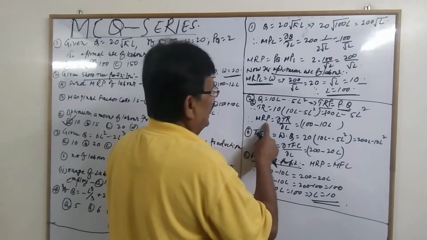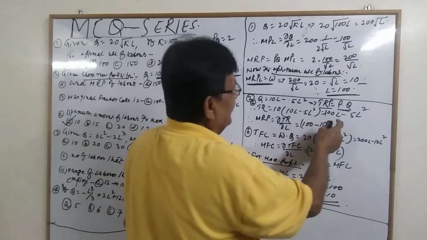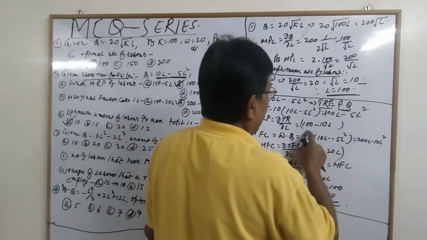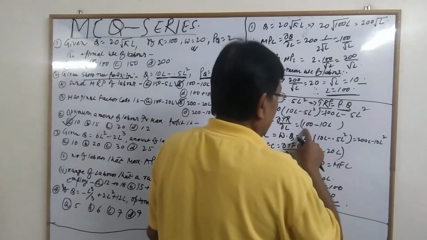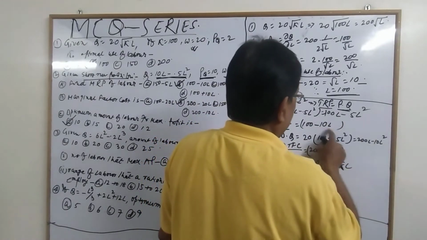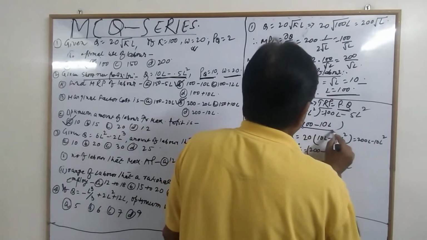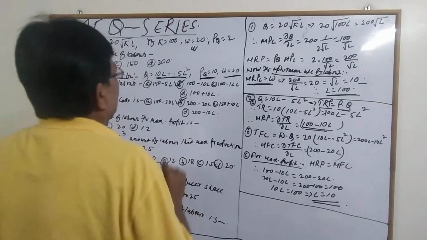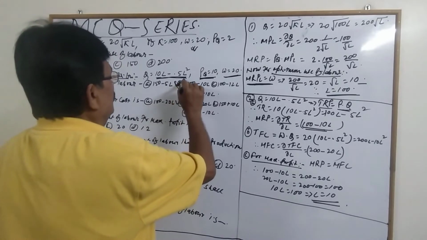So the marginal revenue product is delta TR by delta L. This has been differentiated. So 100L differentiates to 100, and minus 5L square becomes minus 10L. So this is the marginal revenue product of labor. B is the answer.